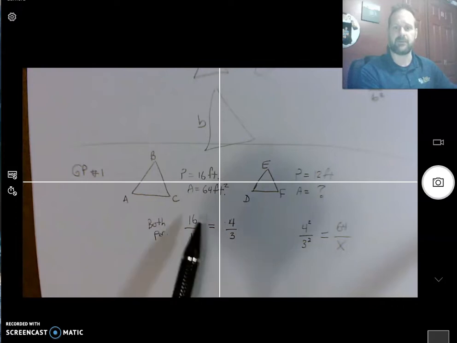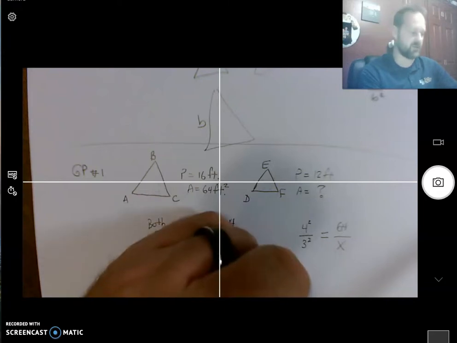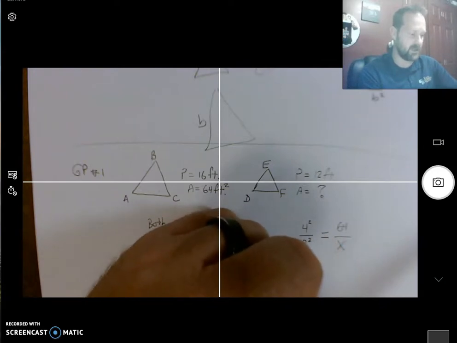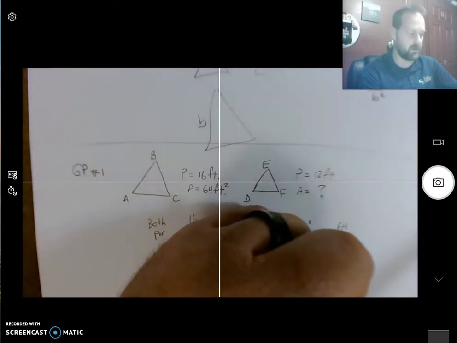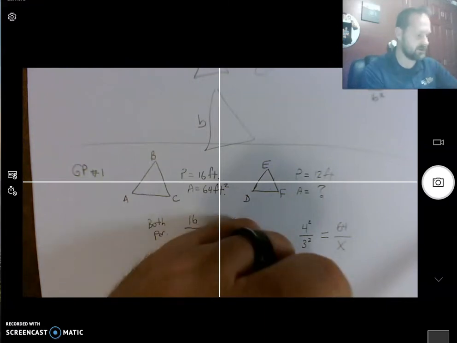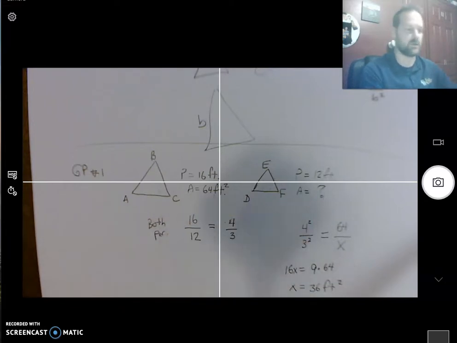All right. Then I was provided the area of one, but I don't have the area of the second. Now this is just simple cross multiplication. So now I have 16x equals 9 multiplied by 64. And then x equals, and I have that worked out here, 36 feet squared, because area is a squared unit. I'll double check my work here. 9 times 64 divided by 16 is indeed 36. Okay, so 36 feet squared.